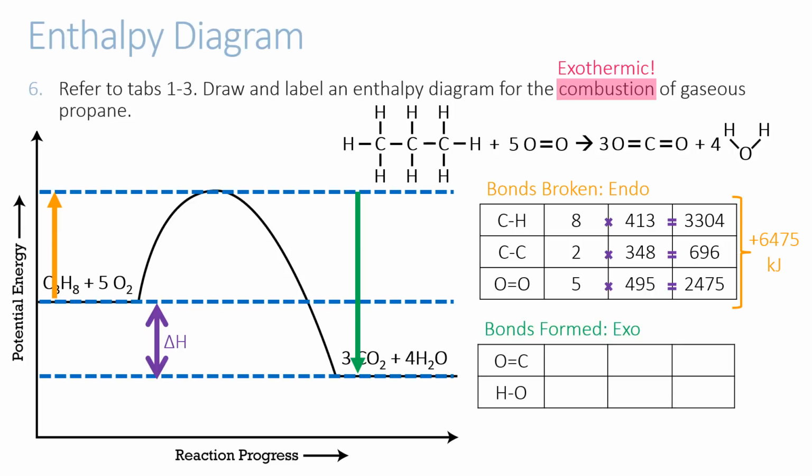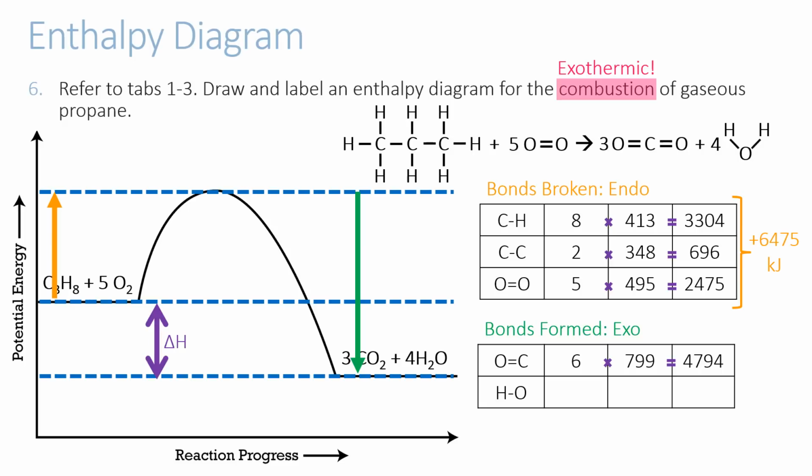Now I need to do the same thing on the other side. This is where we're going to be forming bonds on the product side. So we've got oxygen to carbon double bonds, and we've got hydrogen to oxygen single bonds. So in the carbon dioxide molecule, there's 2 carbon to oxygen double bonds, but we've got a 3 in front of that, so that's indicating 6 total moles of oxygen to carbon double bonds. I can look up the bond enthalpy from the chart.